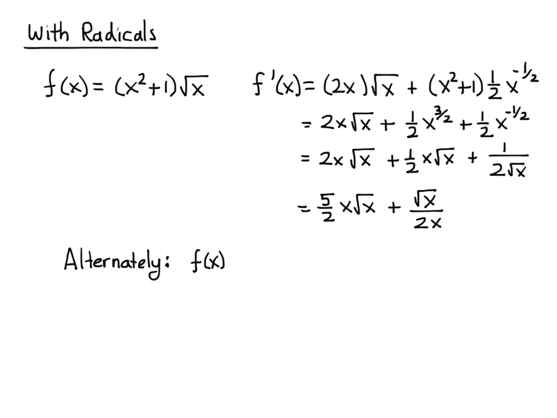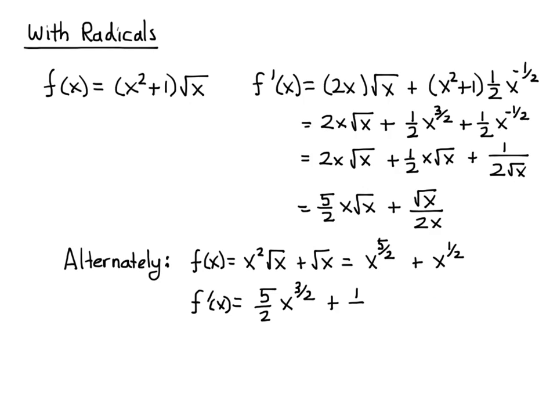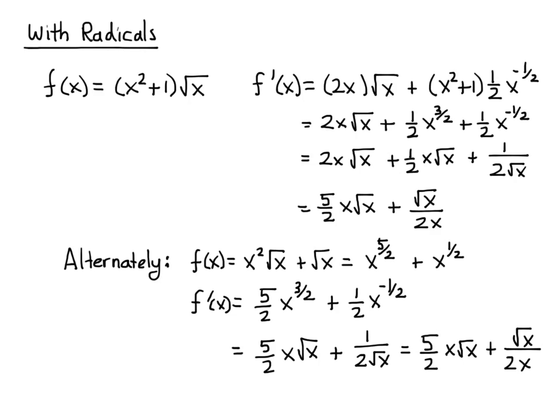Okay, so let's do it the other way. And you might find this is easier. So I'm going to take my function and I'm going to distribute the square root. So I get x squared times the square root of x, and then just the square root of x. And so I'm going to put those into exponential forms, and then I'm going to take the derivative and then rewrite it. And I get exactly the same thing. And like I said, either of these two are fine. You don't need to rationalize it unless I ask you specifically, rationalize the denominator.